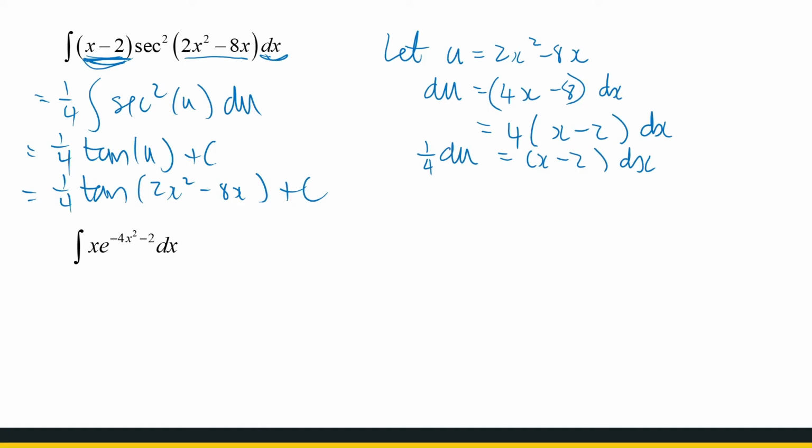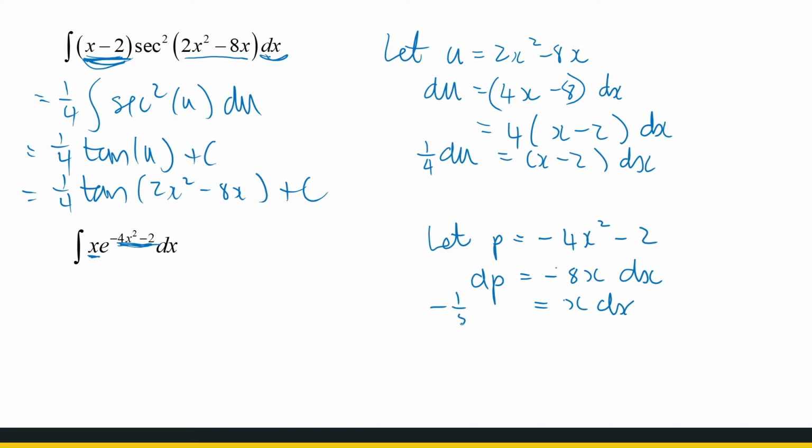All right, next one, substitution again. If I look at that exponent, is its derivative present? Yes, there's an x. The constant we can figure out. So if I say let p be equal to minus 4x squared minus 2. dp is then minus 8x dx. Now I've got an x dx, so that's good enough. Minus 1 over 8 dp is then x dx.